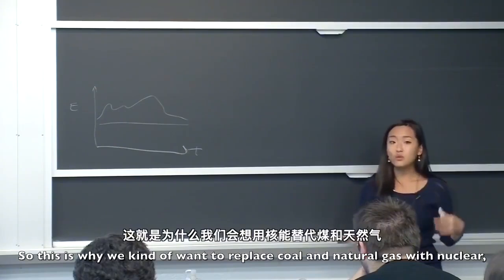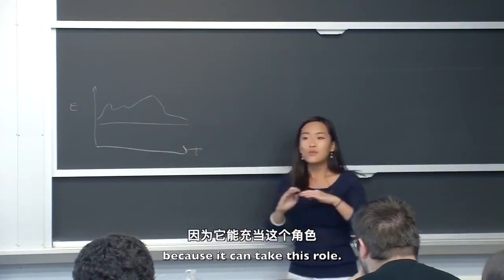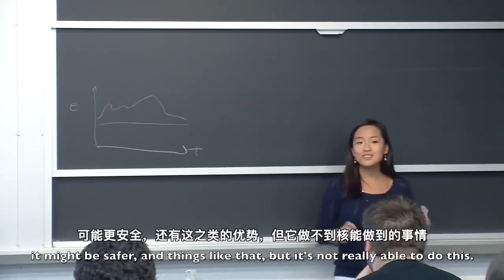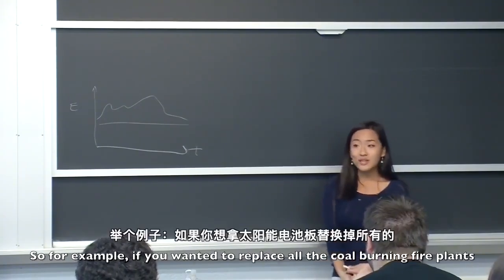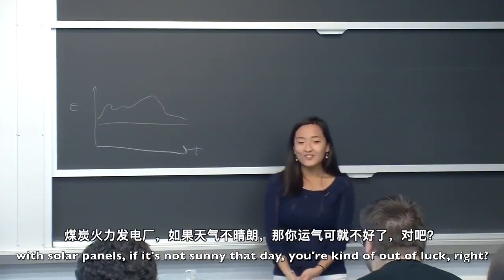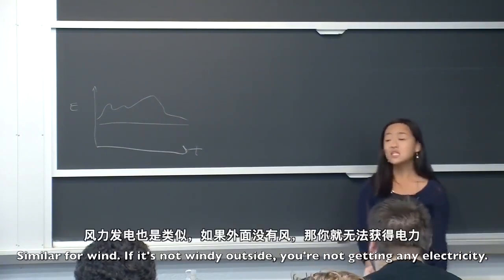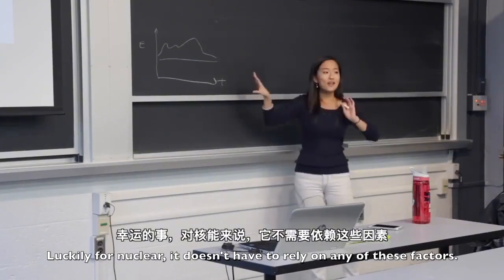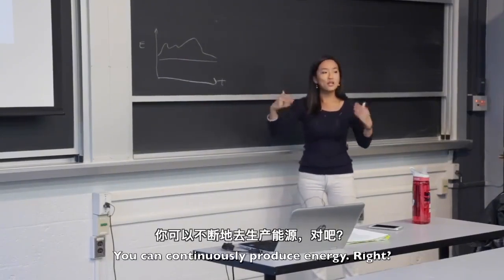So this is why we want to replace coal and natural gas with nuclear, because it can take this role. Other alternative forms of energy might be better for the environment, might be safer and things like that, but they're not really able to do this. So for example, if you want to replace all the coal burning plants with solar panels, if it's not sunny that day, you're out of luck, right? You can't produce energy if it's not sunny outside. Similar for wind, if it's not windy outside, you're not getting any electricity. Luckily for nuclear, it doesn't have to rely on any of these factors. You can continuously produce energy, right?